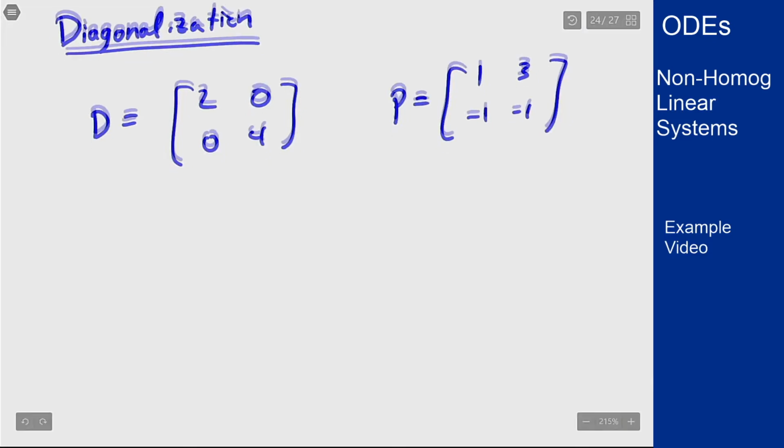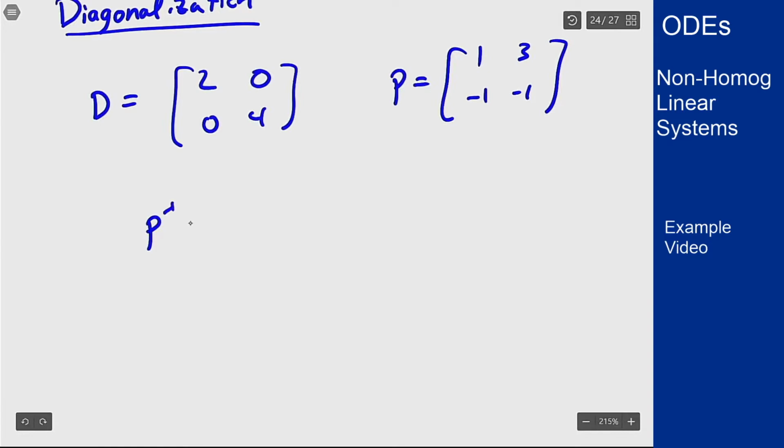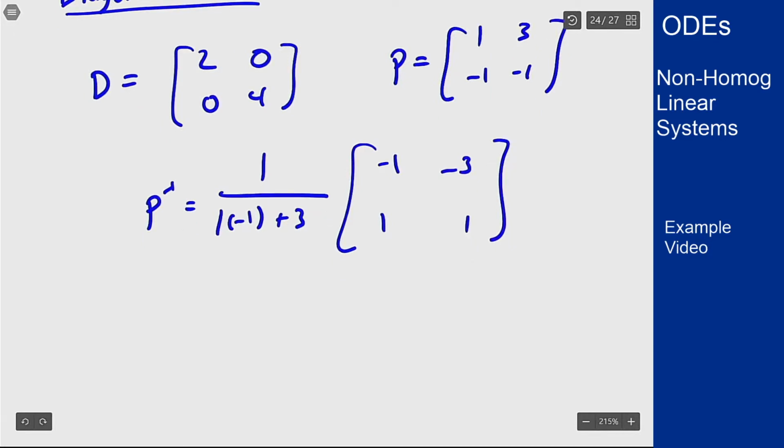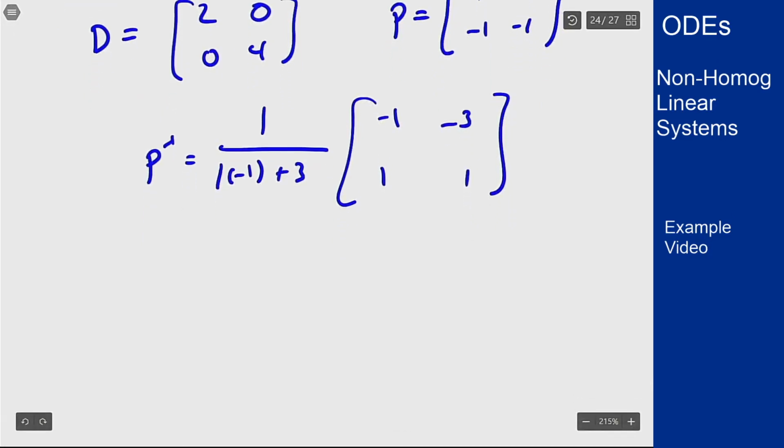First, we still need P inverse, and P inverse is going to be one over the determinant. So 1 times minus 1 plus 3, swap the diagonals, put negative signs on the off diagonals. This determinant here is 2, so this is a 1/2 in front. So this P inverse is going to be [[-1/2, -3/2], [1/2, 1/2]].